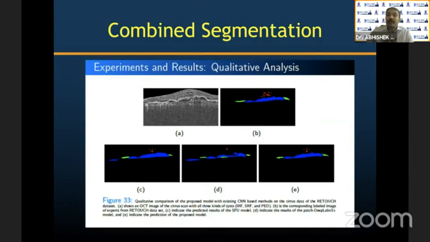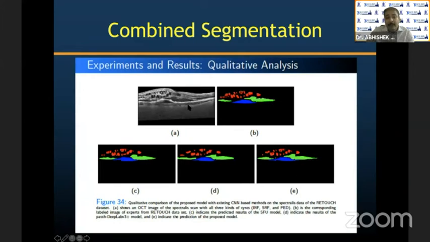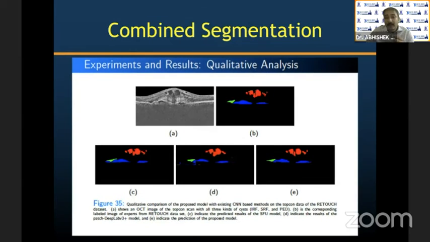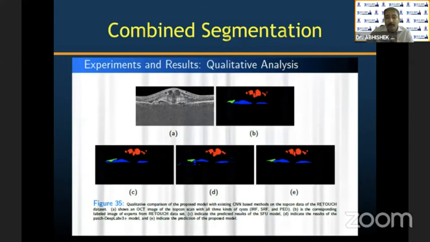Then we integrated all these methods to get a way to quantify all the three kinds of fluid: intraretinal, subretinal, and sub-RPE. So if you see the OCT image, the image B is the one ground truth marked by a human observer, and E is what our algorithm is giving. Again, this is an example of a fairly complicated image, but now we are able to identify all the fluid compartments separately. Again, this is an image of AMD with a fairly distorted anatomy, and you can very clearly identify all the fluid components.